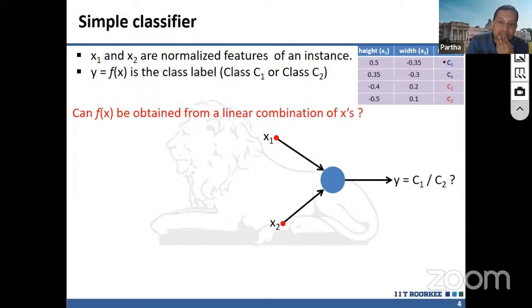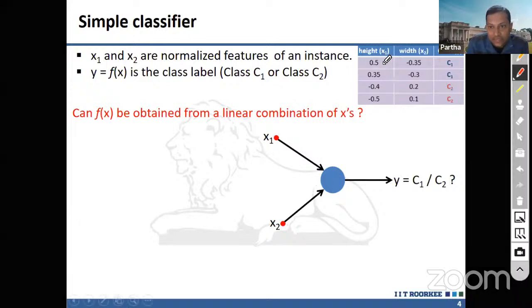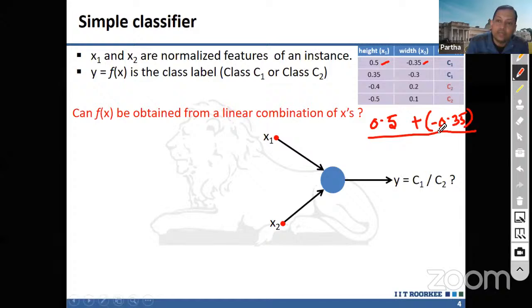Can we do something simple like this: if I combine these two features, it will provide me a threshold, and based on that I can predict? Is it possible? For example, if I have features x1 and x2, like 0.5 and minus 0.35, can I make a combination like 0.5 plus minus 0.35, so x1 plus x2, and then whatever value we have, I'll accordingly make a threshold.